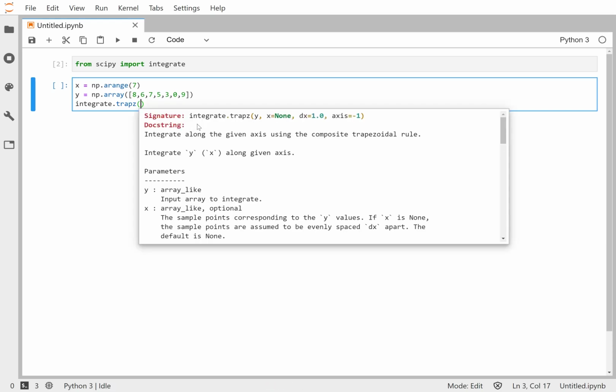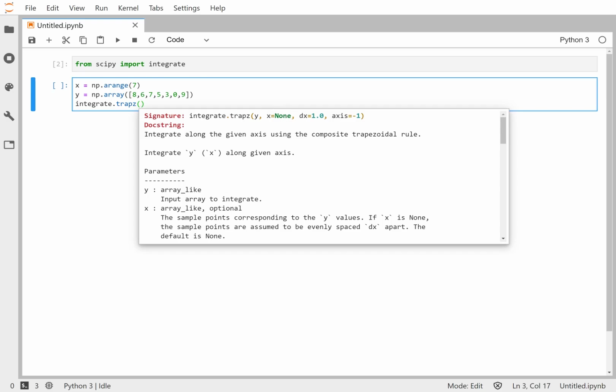I just popped up the help here. So integrate y with respect to x. If you leave off x, it's going to assume that they're equally spaced 0, 1, 2, 3, 4, 5, 6, 7, which actually happens to be the x values I've created here. But your x values don't have to be equally spaced and don't have to be integer spaced.